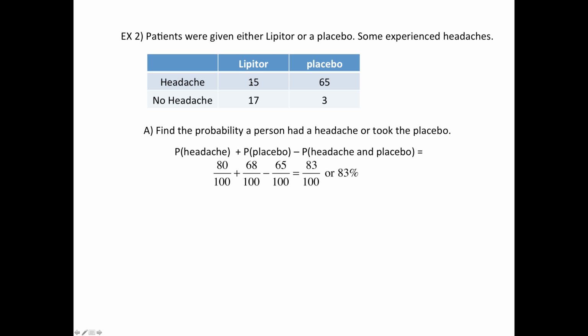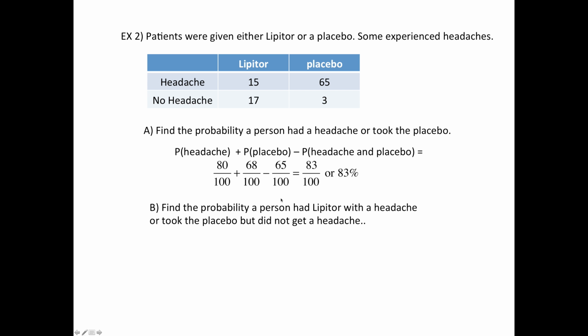So we would have the first 80 coming from the headache people, this row right here. Next is placebo, so that's this column, 68. But then the 65 got counted twice, so you need to subtract that off. And all of it's out of 100 because I added up the 4 squares and it added up to be 100, so they're all out of 100. So it turns out to be 83%.